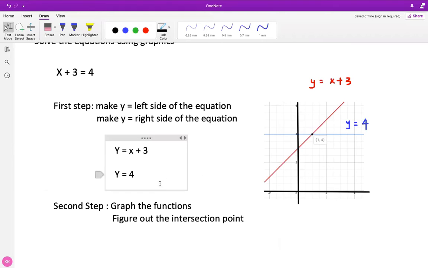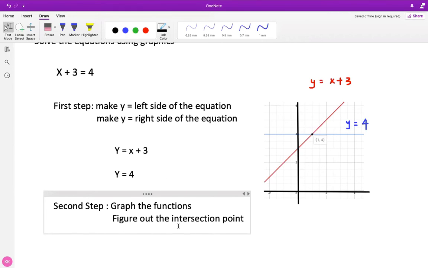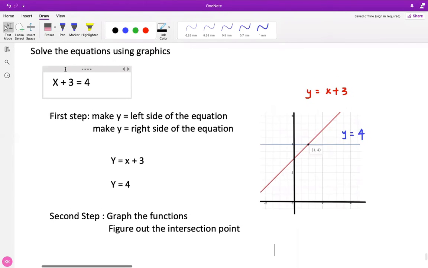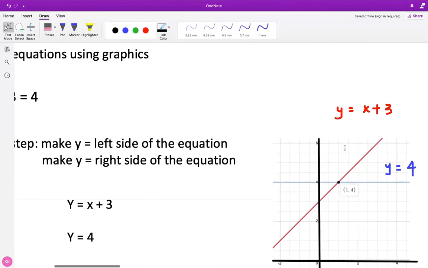After I graph these functions, I need to figure out the intersection point of the functions. The intersection point gives us the solution for the x value. In the graph on the right-hand side, I show you the red function and the blue function. The red function is y equals x plus 3, and the blue function is y equals 4. So what is the intersection point for these functions? The intersection point is at this location.